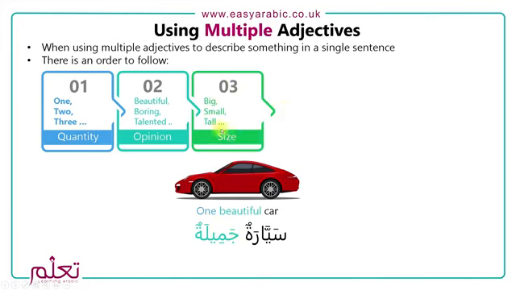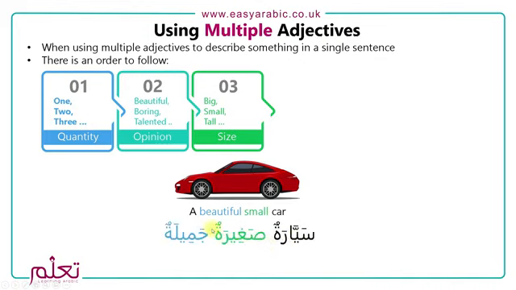So the next one is size. Okay, so if we say a beautiful small car, we'll say سيارة صغيرة جميلة. Now, like we said earlier on, when you have multiple adjectives, we can then separate these with a wow. So if we read that, it will be سيارة صغيرة وجميلة.